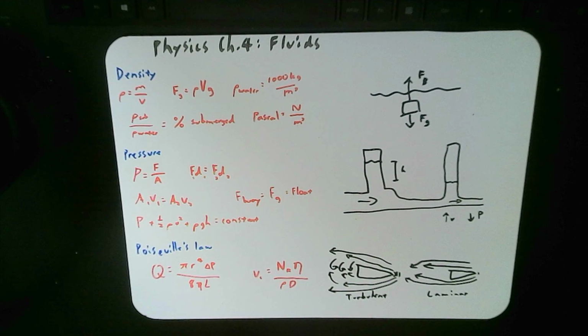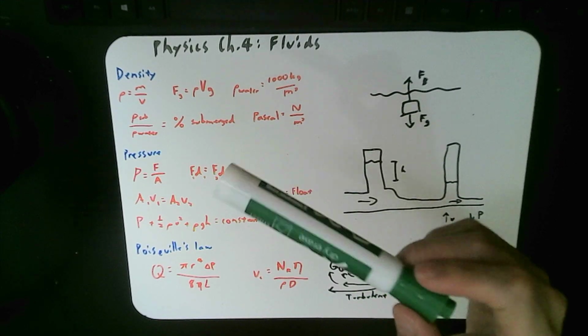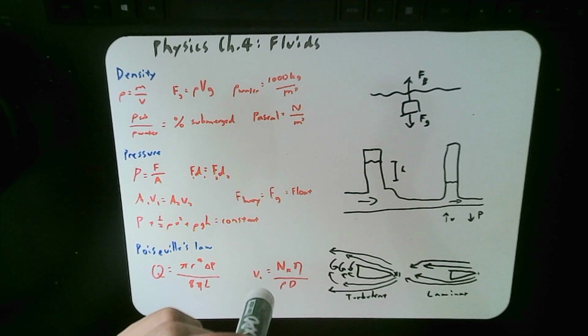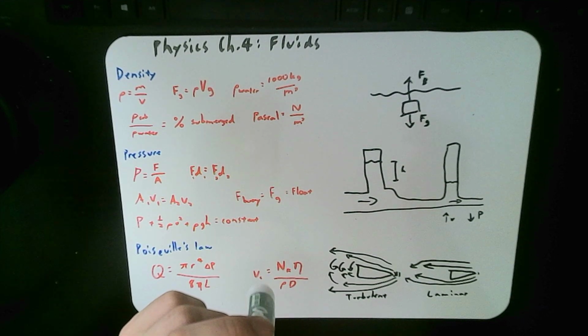So if you have an object and you're holding it by a string, that string will say, oh, this object weighs 5 newtons, for instance.